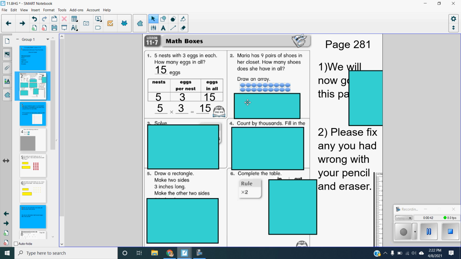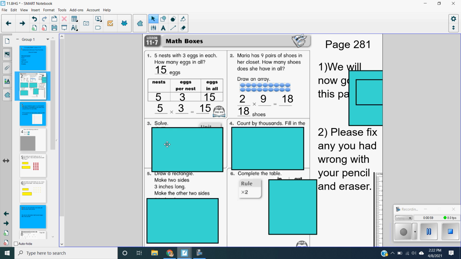For question 2, Maria has 9 pairs of shoes in her closet. How many shoes does she have in all? So a pair means 2. So I made my array with a 9 by 2. And so I have 2 times 9 equals 18.